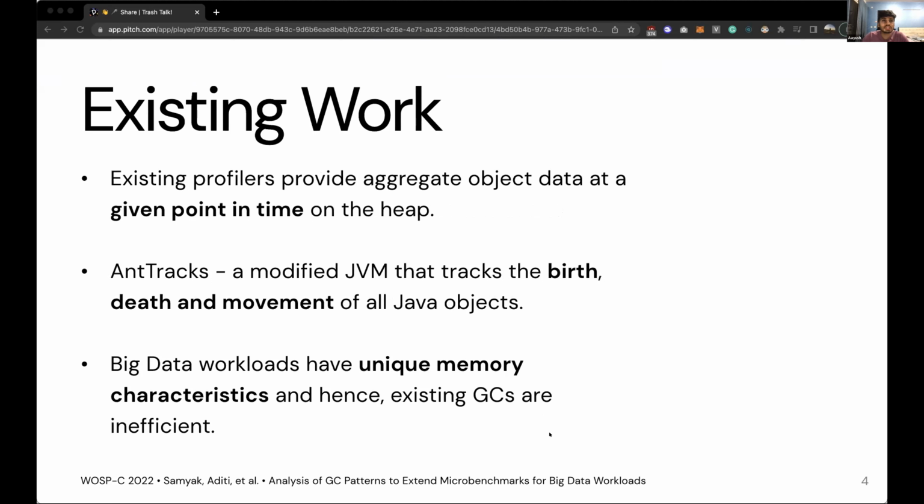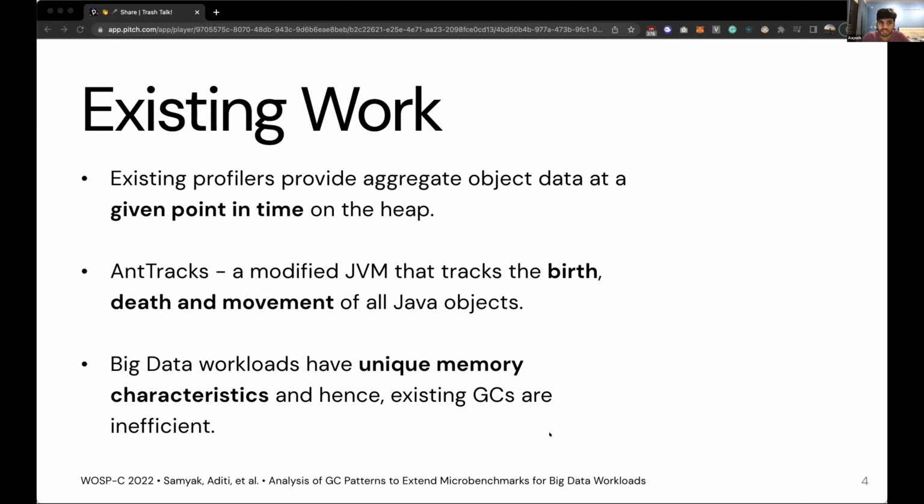So let's go over some of the existing work: what is needed and why is it needed? The existing profilers provide aggregate object data at a given point in time on the heap. Although these tools provide aggregate object data, such as the number of objects alive of each type at a given point in time on the particular heap, it does not include data such as allocation site, allocation time, and lifetime of each particular object.